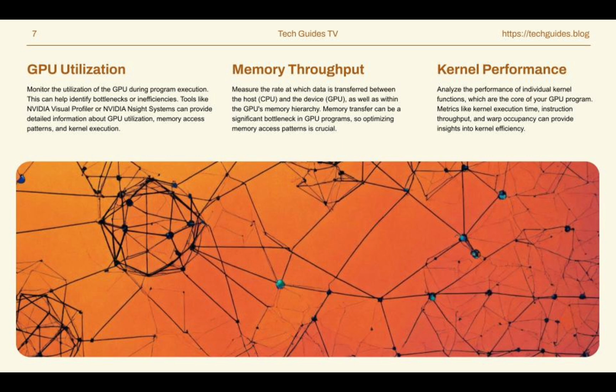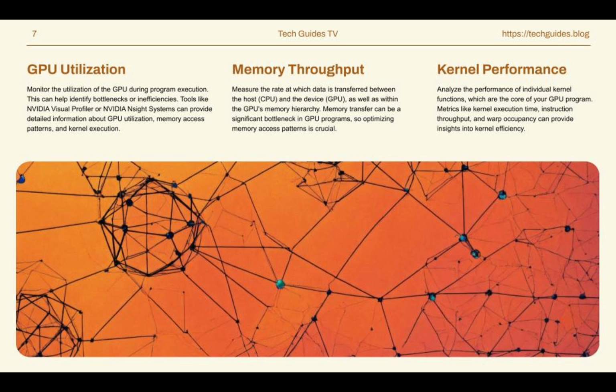And last but not least, kernel performance. We want to analyze the performance of individual kernel functions, which are the core of your GPU program. Metrics like kernel execution time, instruction throughput, and warp occupancy can provide insights into kernel efficiency. These are some more advanced concepts, so once you've mastered the first four, you might want to look into learning about these three.